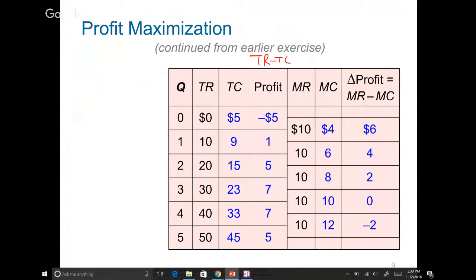Now, it looks like your profit is maximized at this level over here. So this is $7 profit. That's when the profit is maximized. If you notice on this line, your marginal revenue is equal to marginal cost. And whenever this happens, your profit is maximized. That also means your change in profit is zero. As long as your marginal cost equals marginal revenue, your profit is maximized.